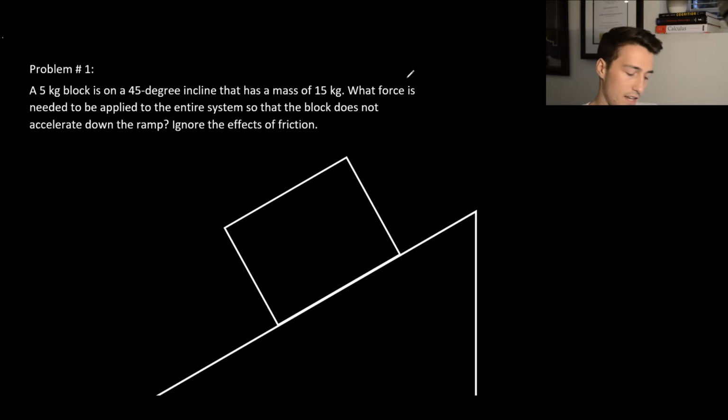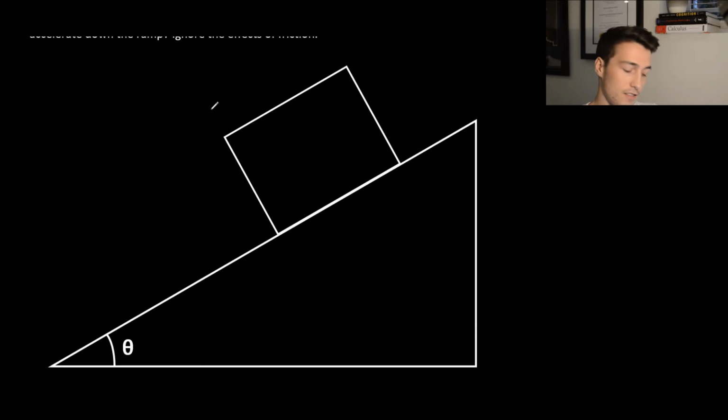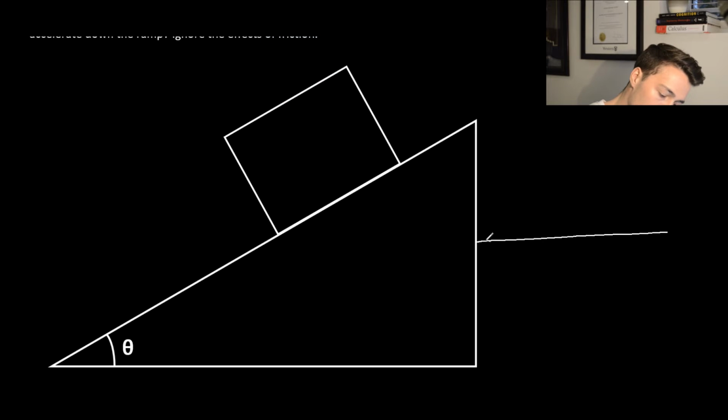Alright, so for problem number 1, we're told that a 5 kilogram block is on a 45-degree incline, and the mass of that incline is 15 kilograms. What force is needed to be applied to the entire system so that the block does not accelerate down the ramp? Basically what we're doing here is we're applying a force here to this wedge, so I'll call that F applied, and that's going to accelerate the entire system.